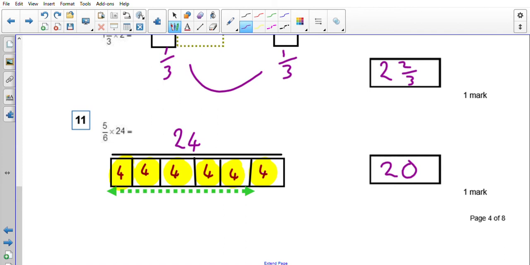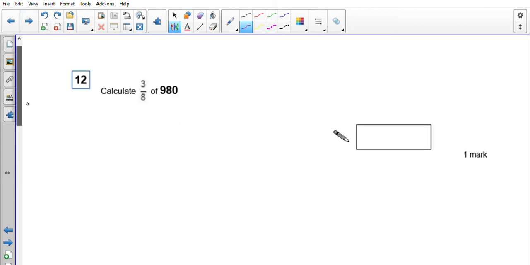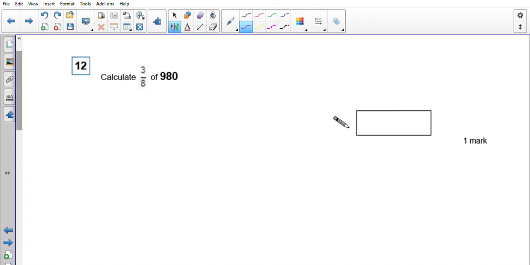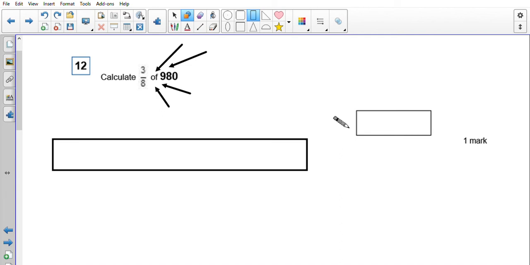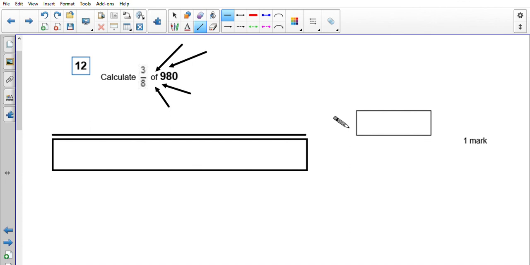Okay, and then final question here, question number 12, to calculate 3/8 of 980. So again, we've got our "of" here, which is quite nice. We've got our "of" rather than our multiply. Because if it was 3/8 multiplied by 980, that's going to be quite a confusing calculation. But because it says "of", it means the same thing. It means I have to do the same thing, but it just helps me out a little bit with where I'm going. So again, I'm going to have my bar representation here. I'm going to have my total across the top, which is my 980.